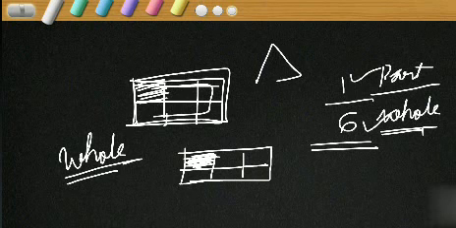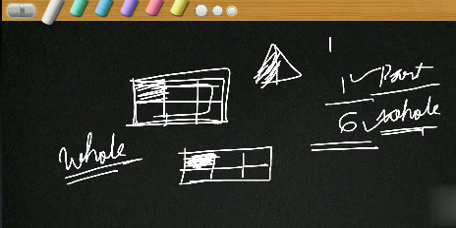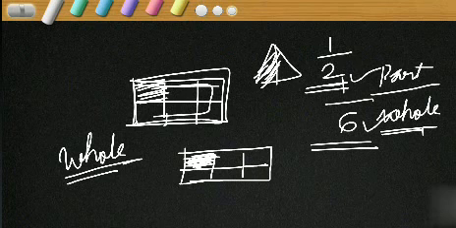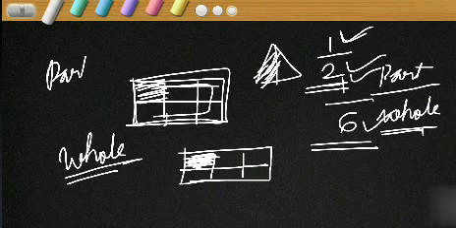If the fraction is this one, what can we say? This shaded portion is one part of two total parts. Out of this, one only is shaded. So, part of a whole thing. That is the definition of fraction. So, in general, we can say fraction means part of a whole.